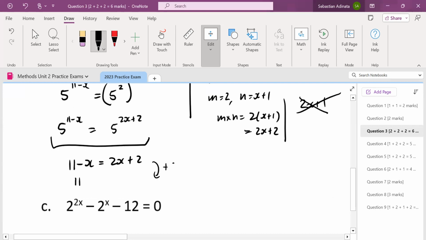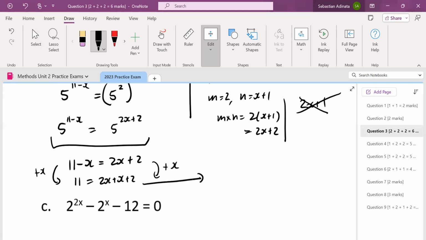we'll move the x over first, plus x. We end up with 11 equals 2x plus x plus 2. We'll move that over here. This equals 11 equals 3x plus 2. 9 equals 3x. Therefore, x is equal to 3.